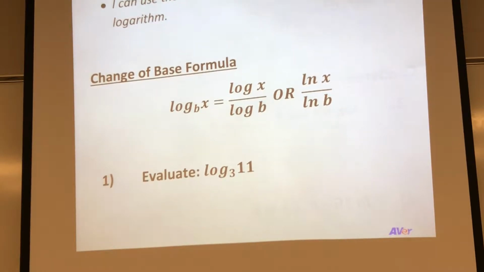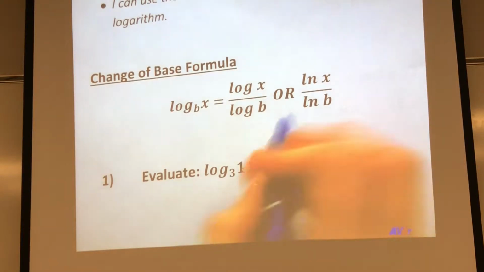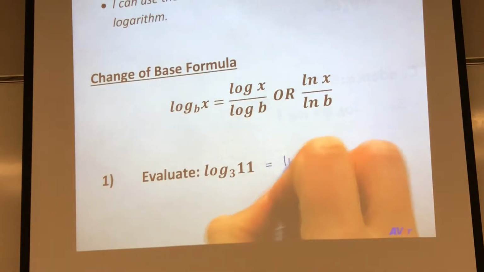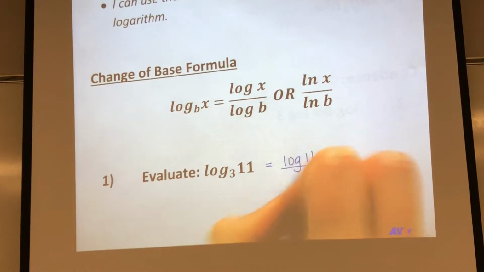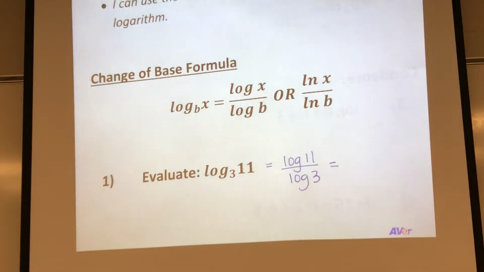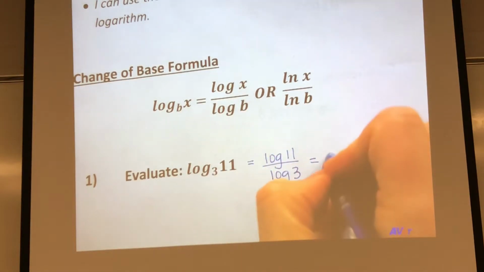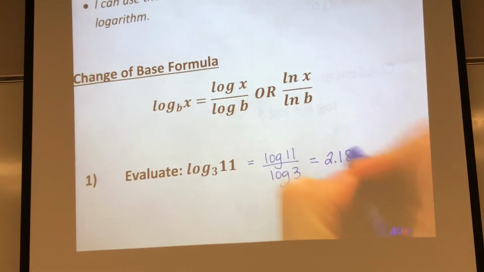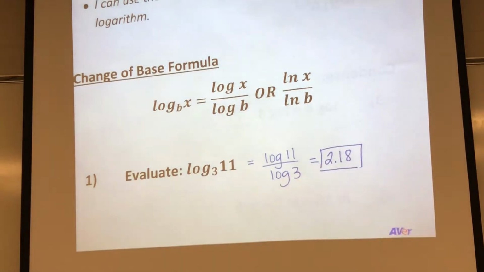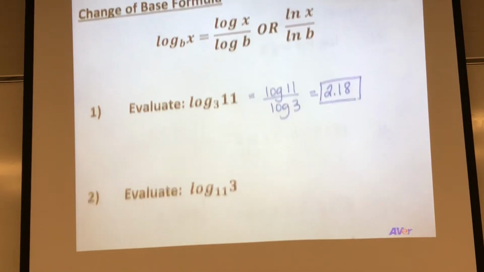So let's take a look at this first one here. We have log of 11 base 3. So we're going to take log of 11 and divide it by the log of 3. And then we can use our calculator to find out what that is approximately. And we get 2.18. All right, so try this next one.